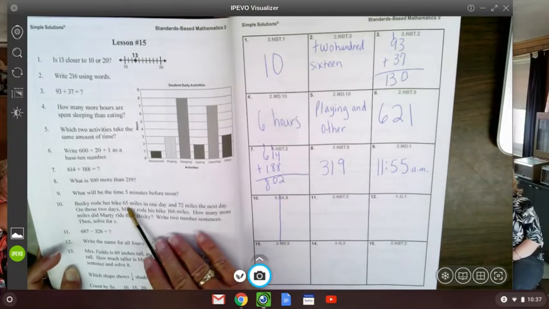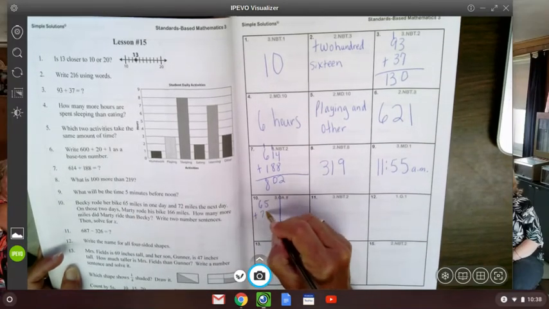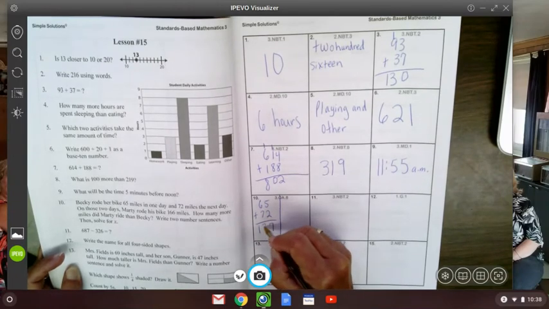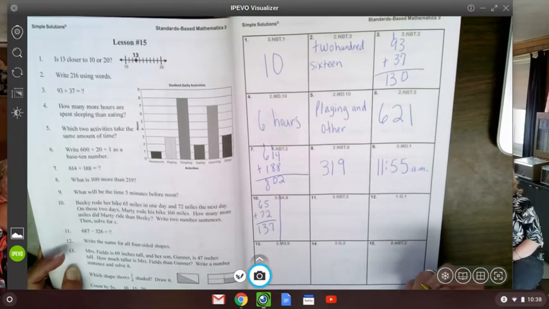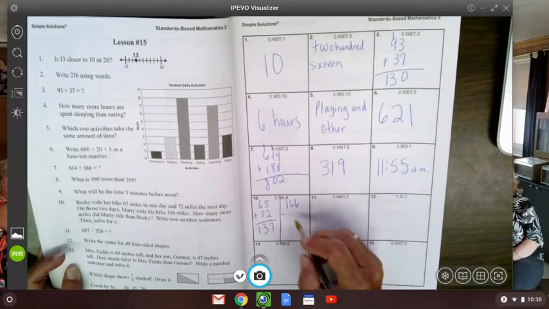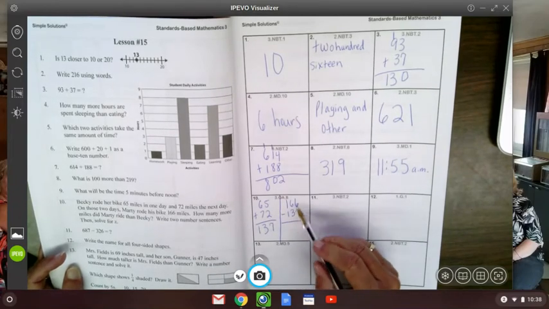The first thing I'm going to do is add up what Becky rode. 65 plus her 72. 5 and 2 is 7. 6 and 7 is 13. She rode 137 miles, but Marty rode more. He has to go on top because we have to subtract to see how many more Marty rode than Becky.